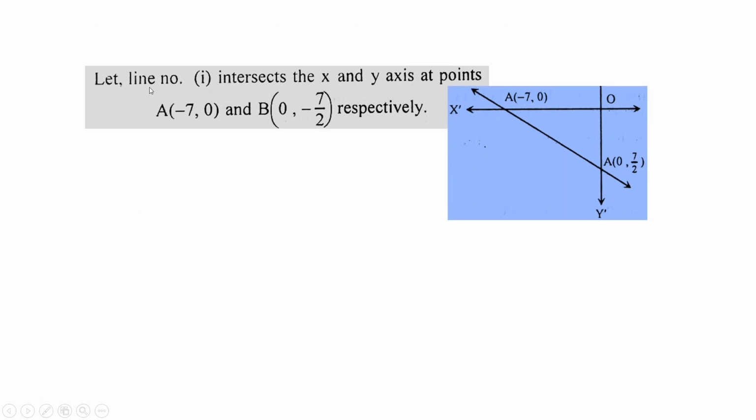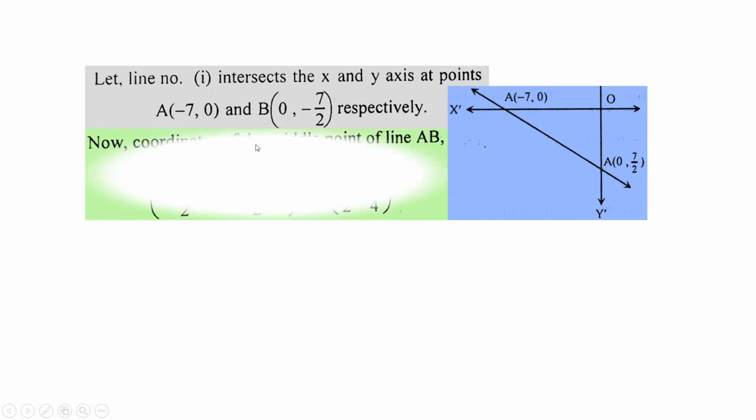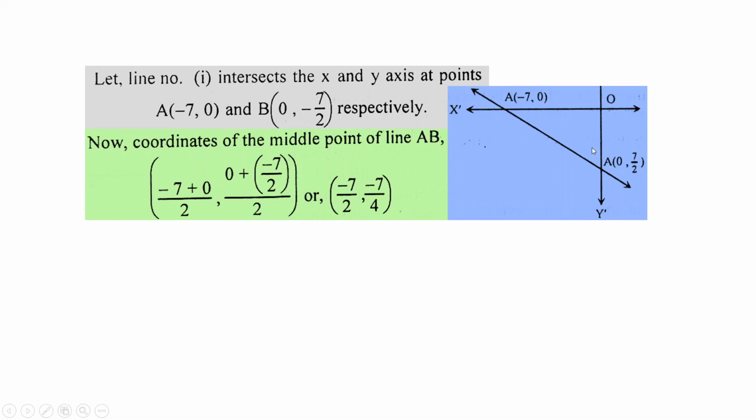Let the line intersect the x and y axis at the points A(minus 7, 0) and B(0, minus 7 by 2) respectively. Here is a correction: this point is point B and this coordinate is minus 7 by 2. Now the coordinates of the middle point of the line are (minus 7 plus 0) by 2, (0 plus minus 7 by 2) by 2. That means minus 7 by 2, minus 7 by 4.